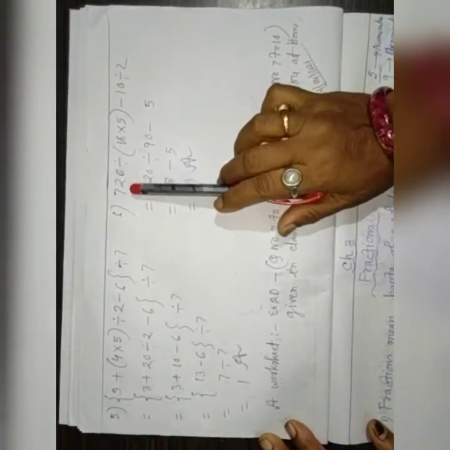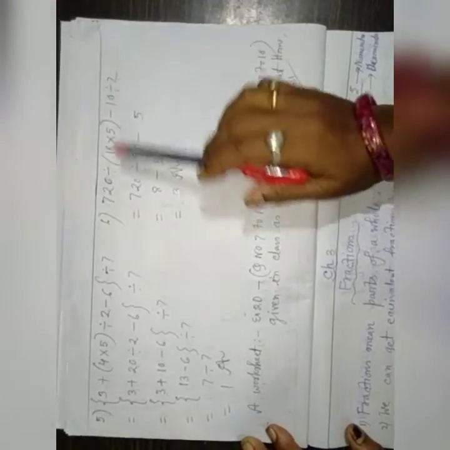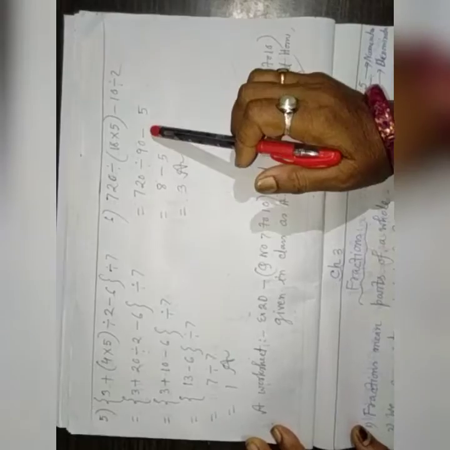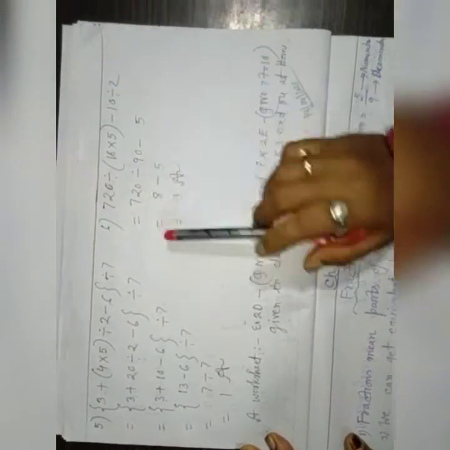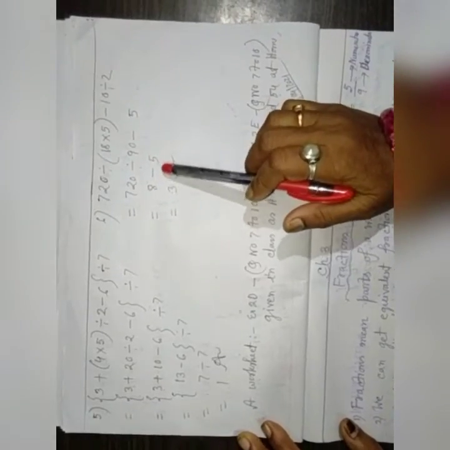Answer. 6. 720 divided by 18 into 5 first bracket minus 10 divided by 2. 720 divided by 18 is 40, into 5 is 200, minus 5, as 10 divided by 2 is 5. So 720 divided by 90, 8, minus 5, 3.